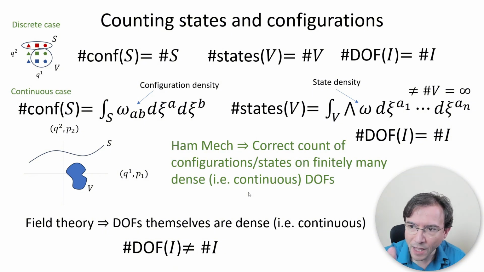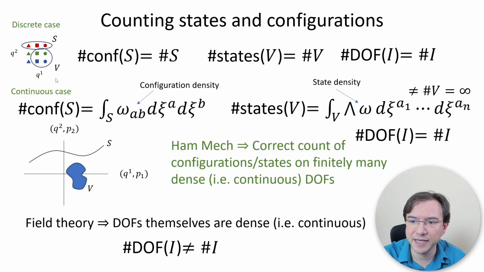So to recap, let's understand how we count states and configurations. If you are in the discrete case, then if you're counting the configurations, you just have the set of possible configurations and you just count them with a counting measure: 1, 2, 3. Same thing for the states, and same thing for the degrees of freedom. You have 1 and 2 degrees of freedom, that's what you count.